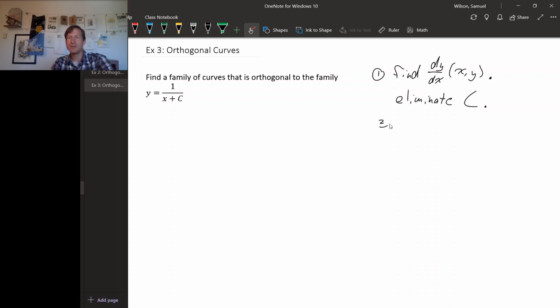Next, once we have dy dx just as a function of x and y, then we can switch to the orthogonal curves by taking the inverse, the negative reciprocal of the slope that we got when we found dy dx. And then the last step is just to solve the resulting differential equation.